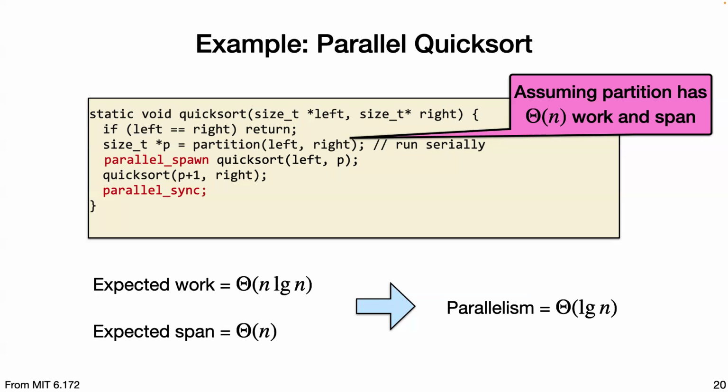Span is at most n. The span is theta n, I guess, because you're doing n plus n over 2 plus n over 4, and so on, and that series is bounded by 2n. Does that make sense?